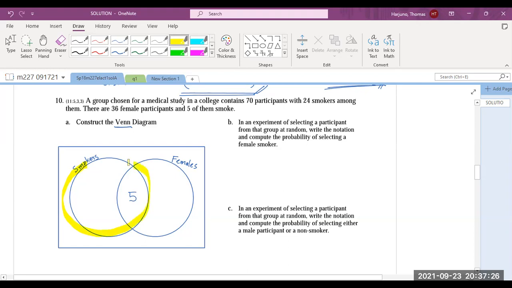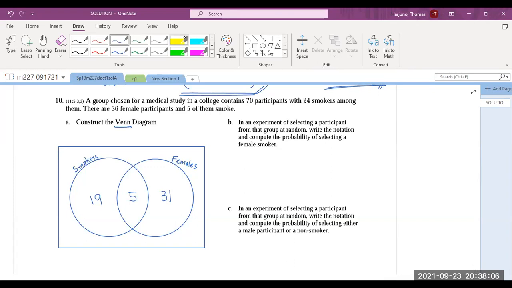So in this circle, there should be 24. 5 of them are female. How many of them are not female? Should be 19. Does it make sense? Now among them, how many females do we have? 36. 5 of them smoke. Then how many are not smoking? 31.